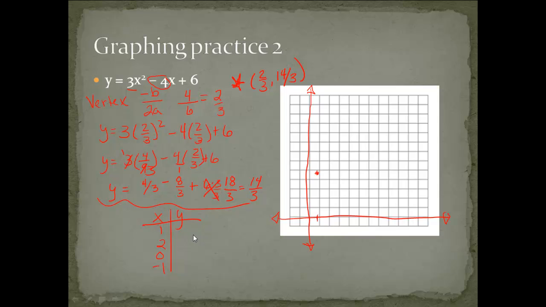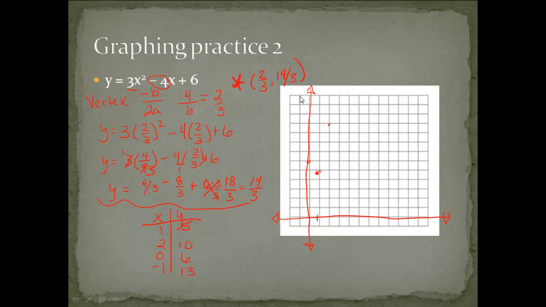So go ahead and pause the video right now, do your table of values, and then compare it to what we end up getting here. Okay, hopefully you ended up getting 5, 10, 6, and 13. Now that I've got my table of values, I can plot each of those. So I'm going to go up to 1, 5. I'm going 2 to 10. And then 0, 6, and -1, 13.